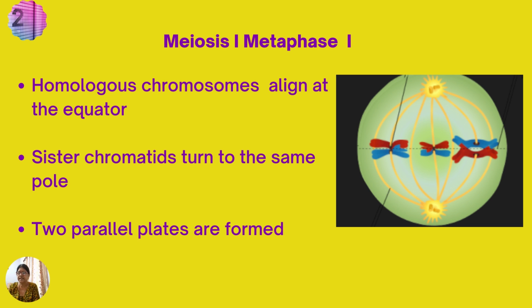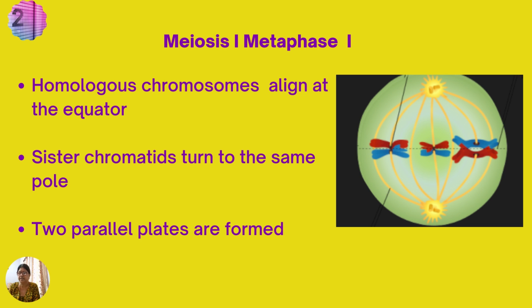This is the second stage of meiosis 1. Homologous chromosomes, 2 pairs or 4 chromosomes, gather along the equator of the cell and prepare to separate. Next, the spindle fibers attach to the centromeres of each chromosome.